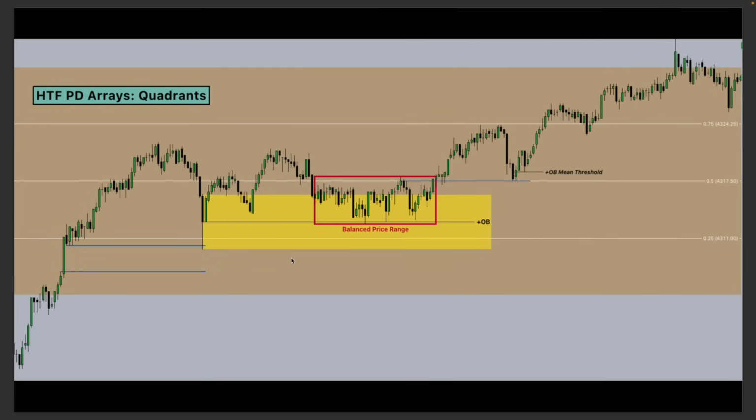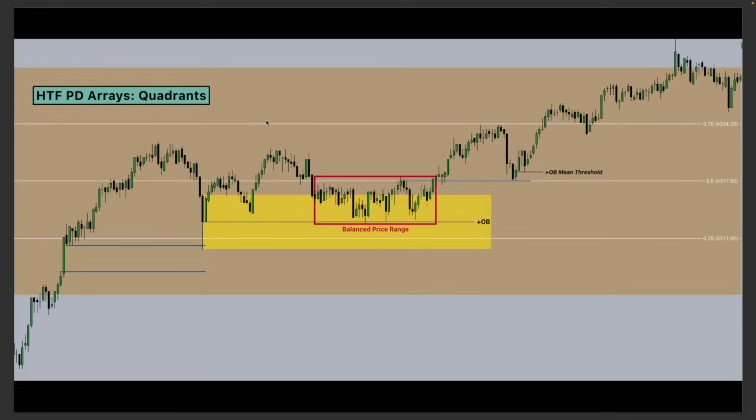Now, you might have recognized this price fractal from before. This is exactly what we just looked at in the previous slides, looking at the order block mean threshold, the balanced price range, this blue line, the breaker, the order block mean threshold here, right? But see how these things all come together. Higher time frame quadrants.